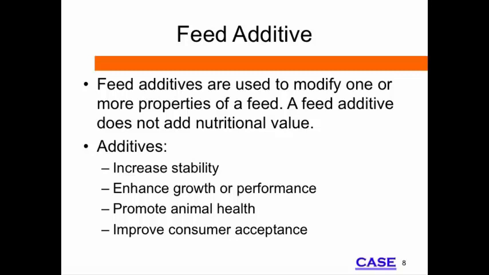Additives that enhance growth or performance help increase palatability through flavor enhancers like sweeteners, improve digestibility of feeds, buffer pH levels, promote animal health by protecting against disease and parasites, or improve consumer acceptance. For example, xanthophyll, a natural plant pigment, is added to chicken layer feed to intensify the yellow color in egg yolks.